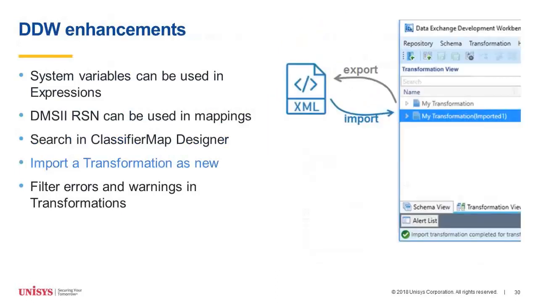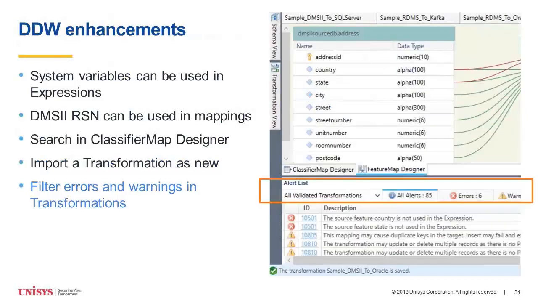Another request was for importing a transformation as new. Whereas we used to export, and when you imported it would overwrite the existing one, you now have the option to import as a new transformation. And there are more usability features when you're doing validations of your transformation. You can now filter based on particular transformation names to see what all the alerts, errors and warnings were. So this is a usability improvement.